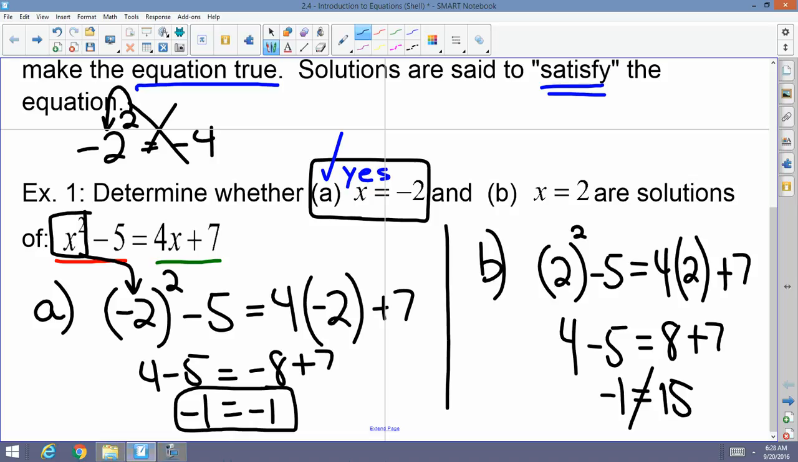And there you go. All right, so whenever they want you to test whether or not a variable is a solution, once again, just plug it in and make sure that it satisfies the equation. It makes the equation true.